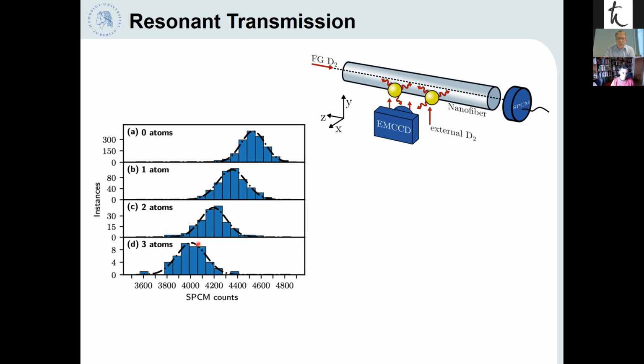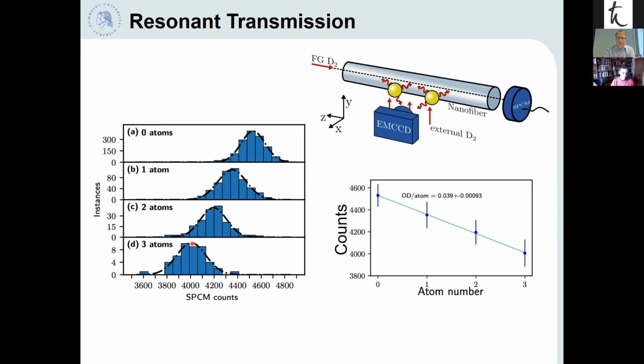And if we plot now this mean transmitted photon flux as a function of number of atoms, then we see that we obtain indeed a nice exponential decay of the transmitted photon number. And you see that we have an optical depth per atom of about 4%. So about 4% of the photons are absorbed by each atom on our fiber. So if you wish, you can consider that this is an atom-by-atom test of the well-known Lambert-Beer law.